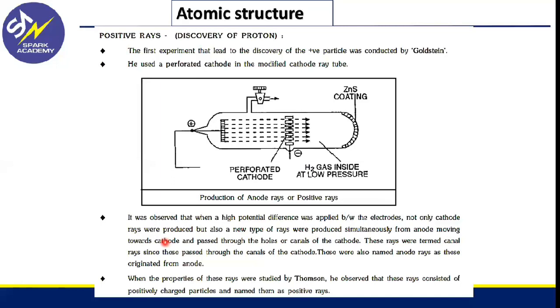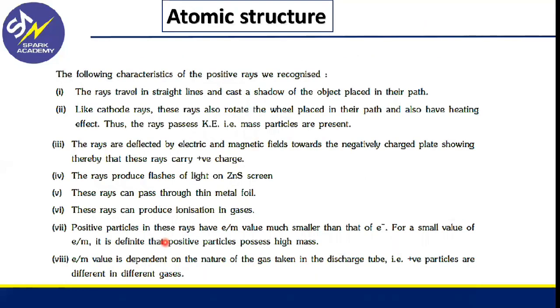When these properties were studied by Thomson, he observed that they are positively charged particles because they move towards the cathode, and named them positive rays. What were the characteristics of these positive rays? Again, similar to cathode rays, they traveled in straight lines and cast a shadow. Like cathode rays, they also possessed kinetic energy and were able to rotate a pinwheel when placed in the path, and they also had a heating effect. So rotation and heating show that they possess kinetic energy.